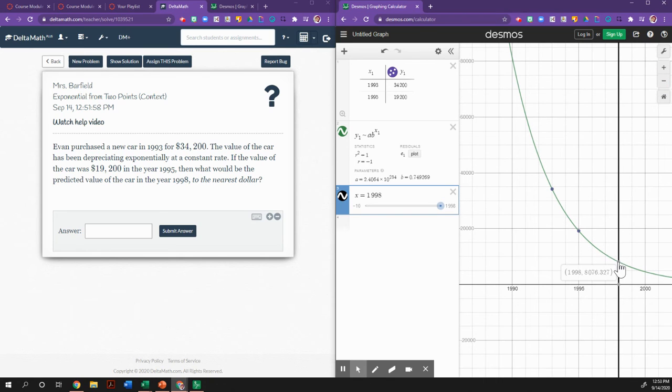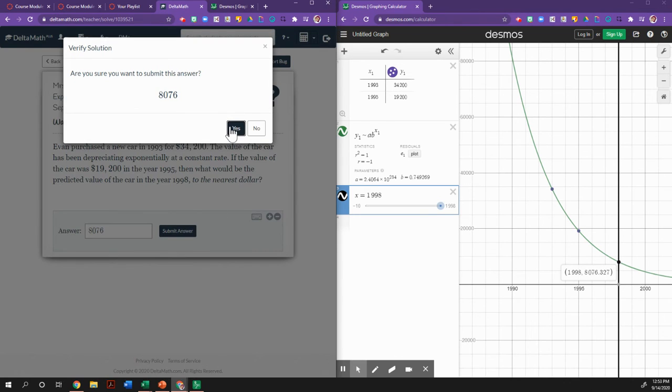So there's 1998, and that also makes sense in terms of the logic of my answer. I would anticipate that the car's value would continue to go down. So if I got a value that went up, I may have made a mistake when I typed something in. Now looking at 1998, it looks like my car is going to be valued at about 8,076, because rounding tells me to the nearest dollar. Submit my answer.